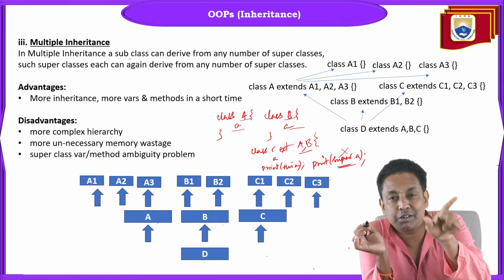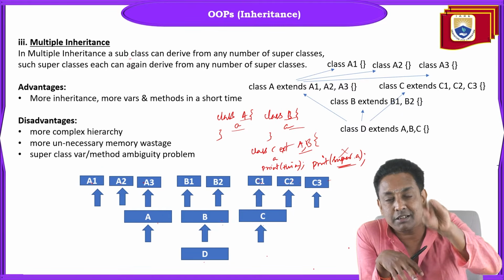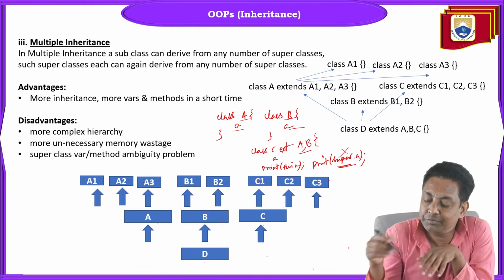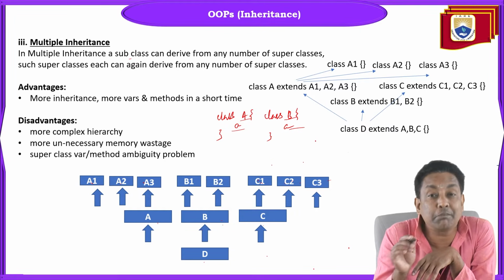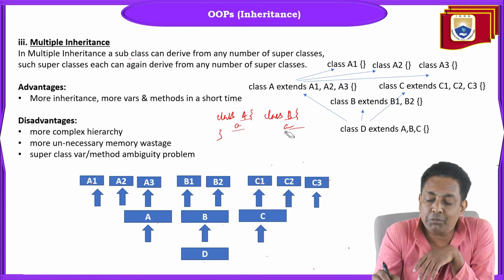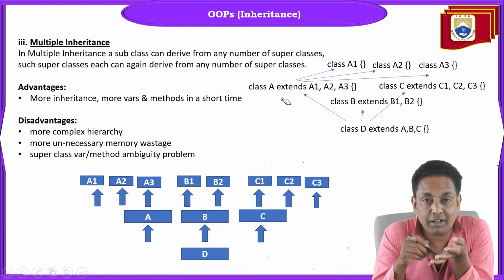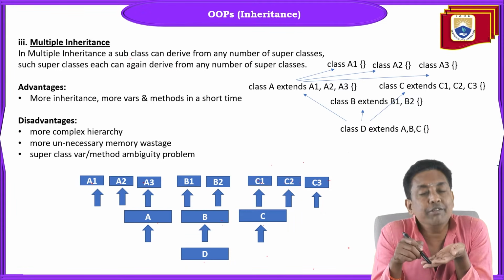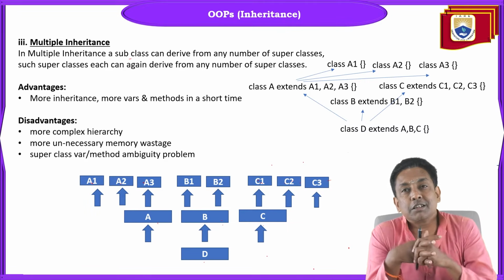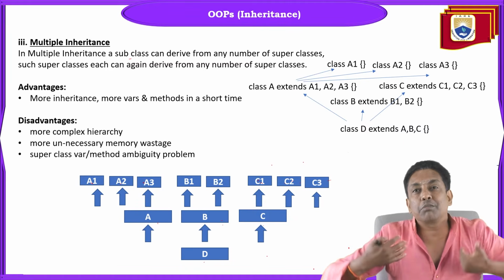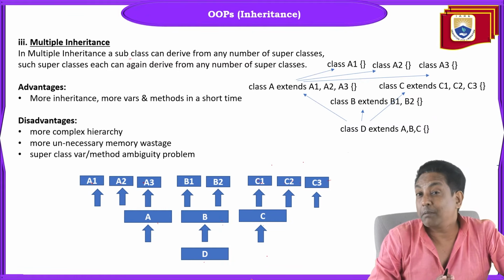First, super means which class to point to. Second, the variable a is available in both classes. From which class should the variable a be taken? So this is the variable ambiguity problem. Such an ambiguity problem exists with methods also. So due to multiple inheritance, variable and method ambiguity, complexity of hierarchy, and more wastage of memory are the disadvantages of multiple inheritance. The advantage is that within a short time we get more variables and functions into our class. This is briefly about multiple inheritance.